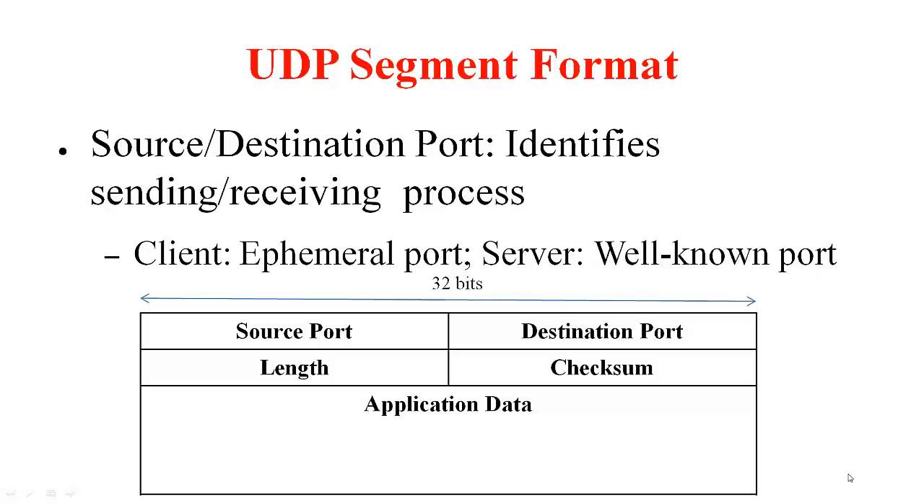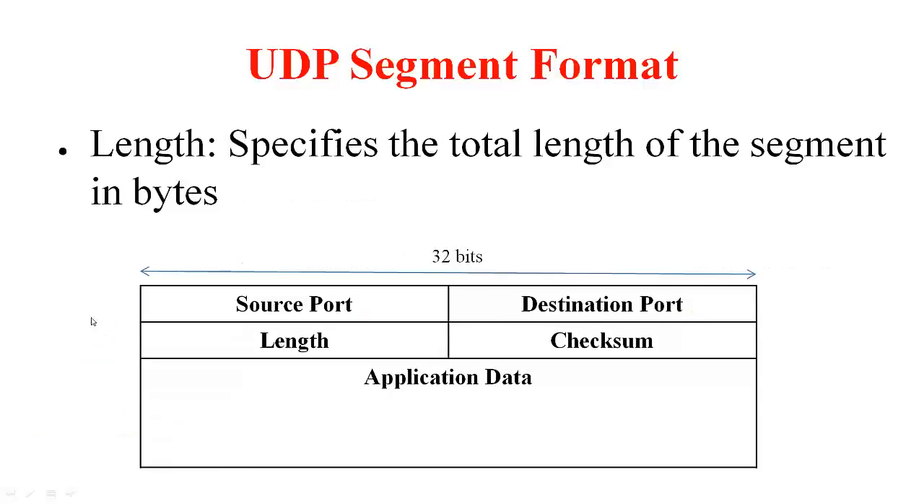So here is the UDP segment format, very simple. This is the header and this is the payload. You can't do without the source port and the destination port, so that information is included. Typically the client often chooses a random port, whereas the server listens on well-known ports. The length field here specifies the total length of the particular segment.